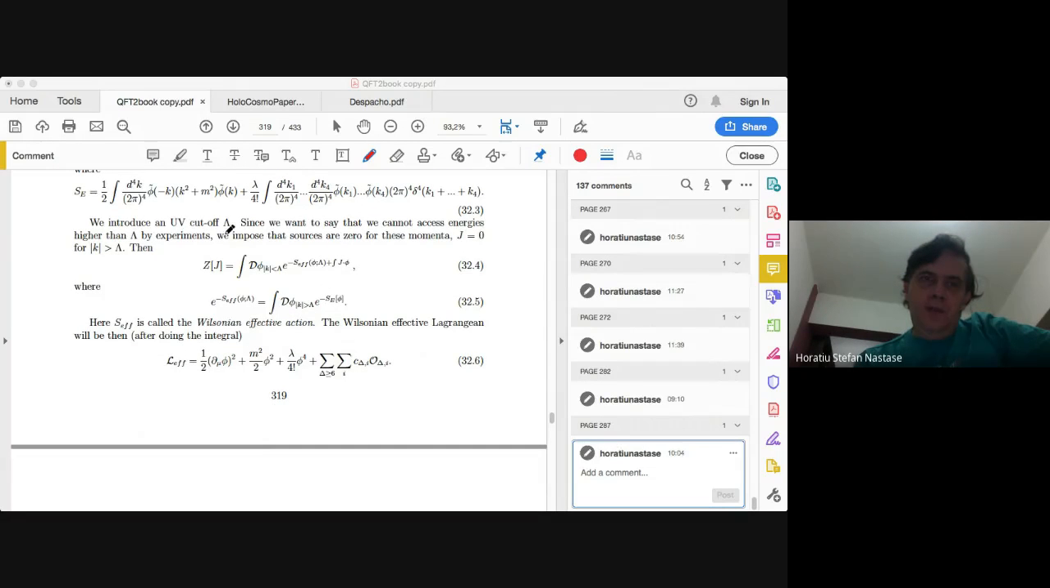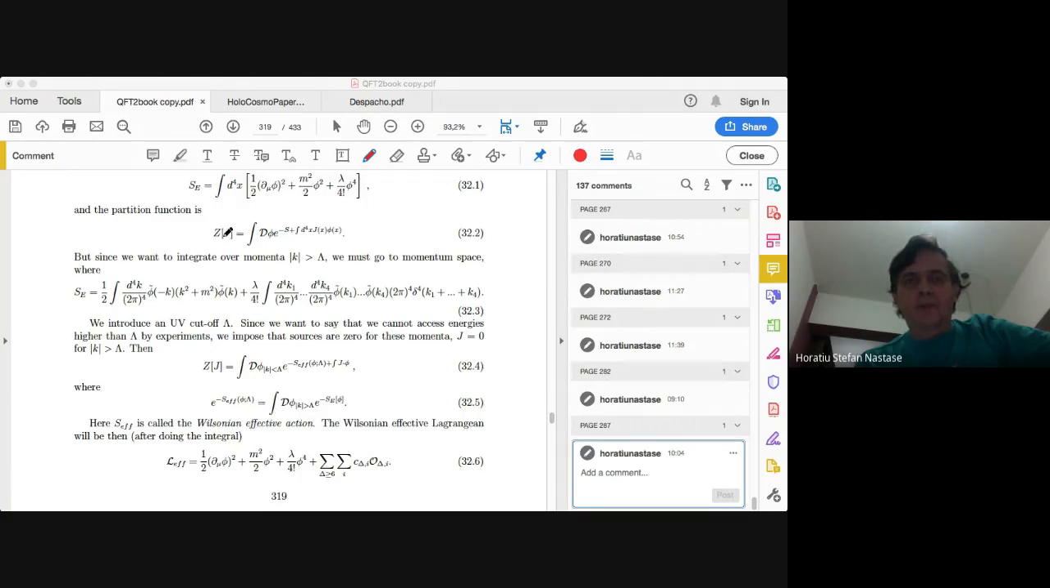So now we introduce the cutoff lambda in the UV. And this being a cutoff means we cannot access in experiments energies higher than the cutoff. That is to say that in terms of the partition function, from the partition function we can get Green's functions and from them S-matrices and so on, so we'll get to physics. We have therefore to assume that J, the source, which is a variable from which we derive physics, is equal to 0 for momenta higher than the cutoff.